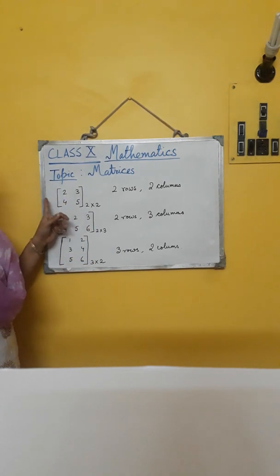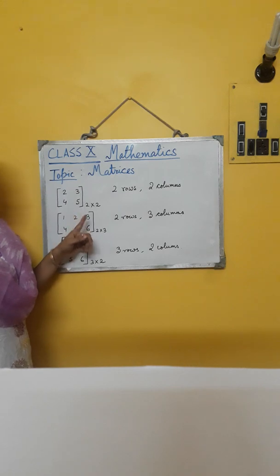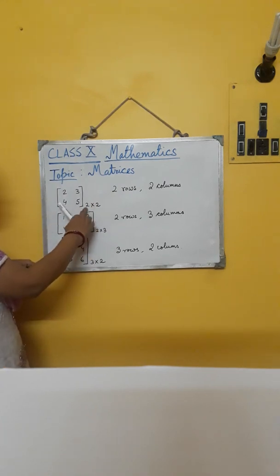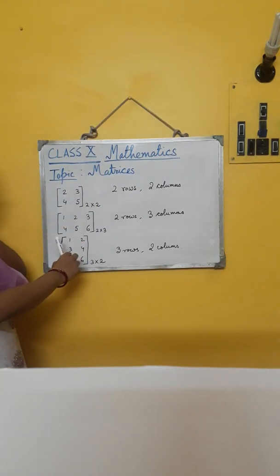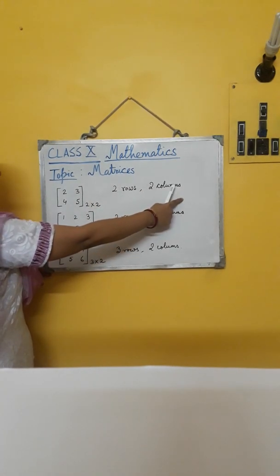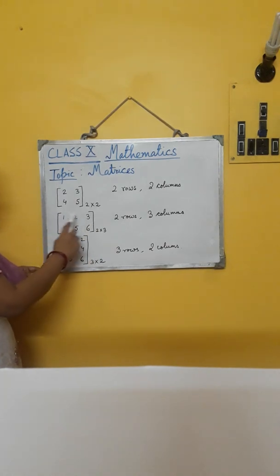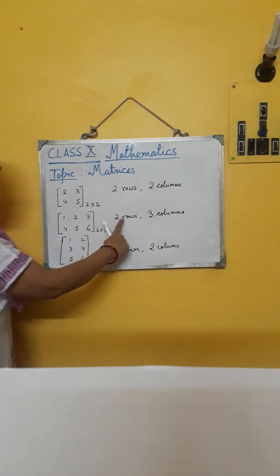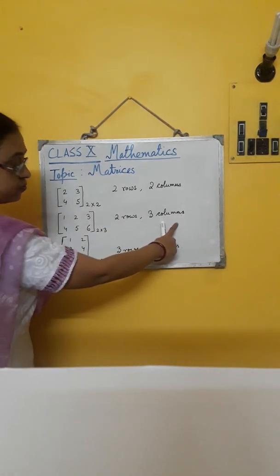Now these are known as the order of matrices. When we write 2 cross 2, the first number represents the rows and the second represents the columns. So 2 cross 2 means 2 rows and 2 columns. Here you can see there are 2 rows and 3 columns, so I write 2 cross 3. The first one represents rows, the second one represents columns.